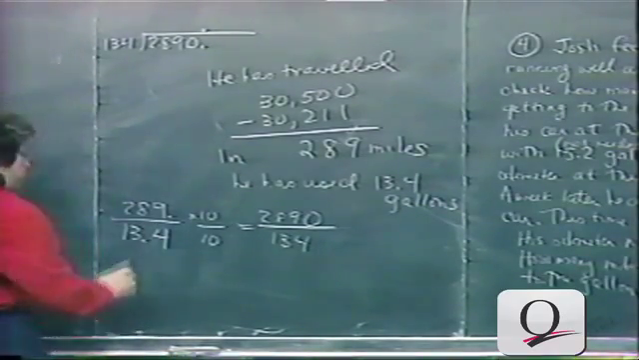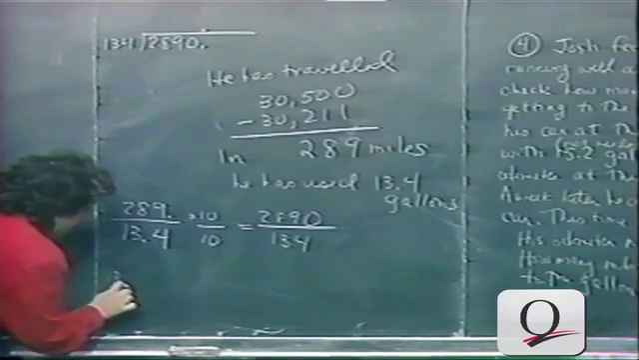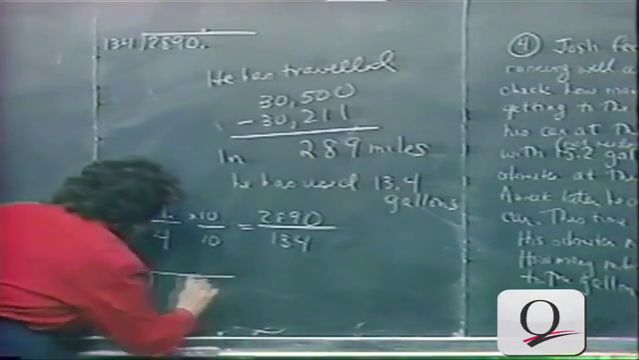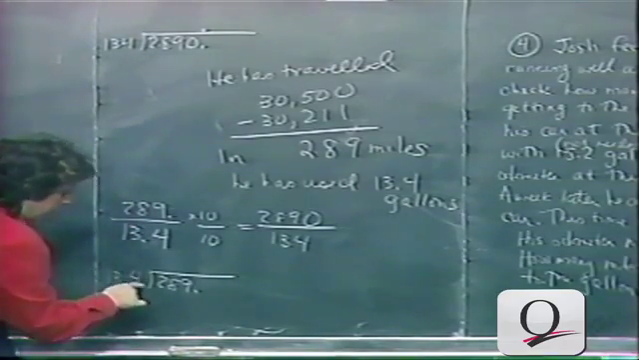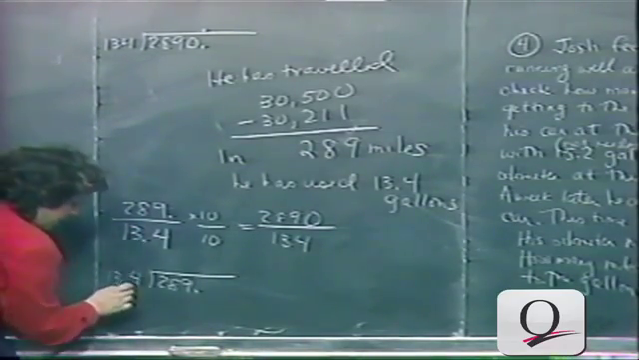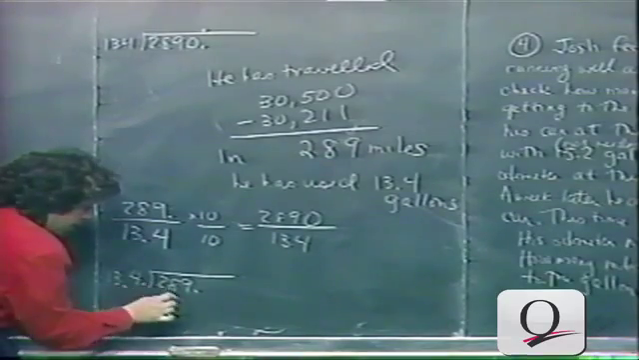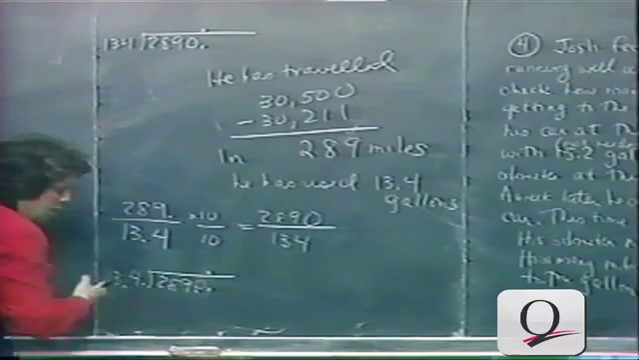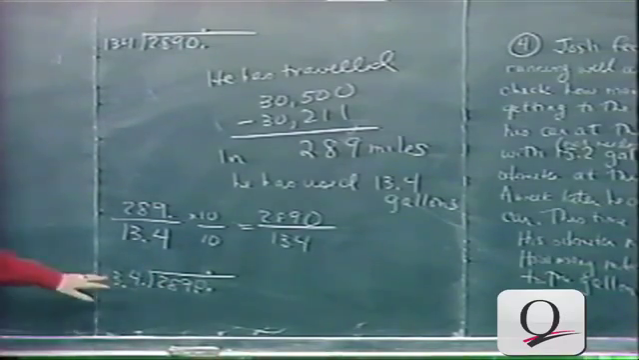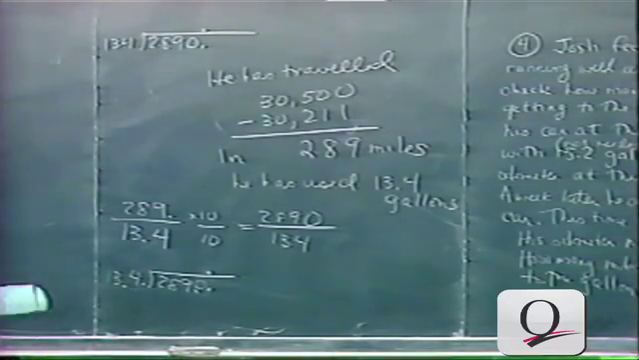Some people, by the way, prefer to do this more automatically. They go 13.4 into 289, and they say, I can't do the problem unless I'm dividing by an integer. I need to move my decimal point one place to the right here, and I move it one place to the right here, and then they start the problem. That's fine. But basically the same idea. It's going to be 134 into 2,890.